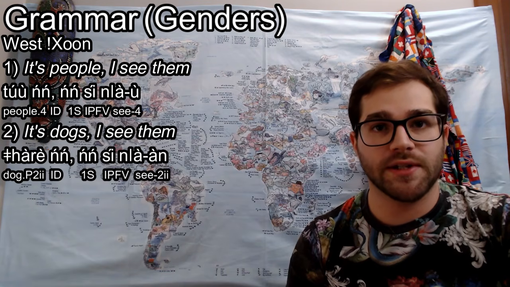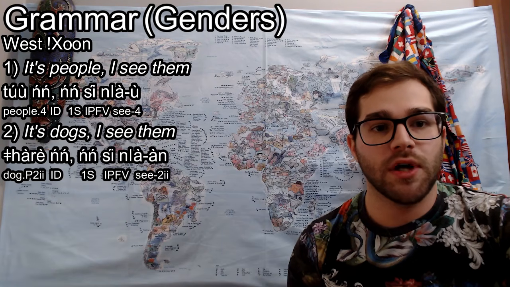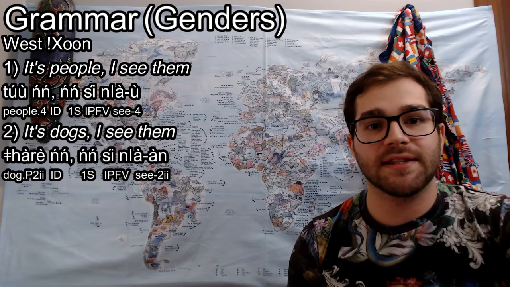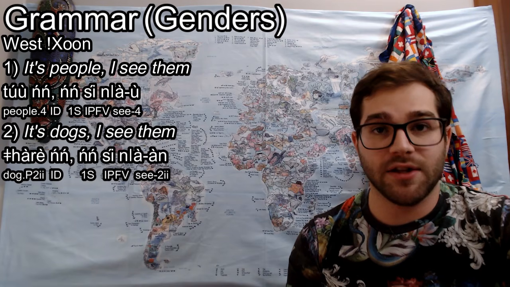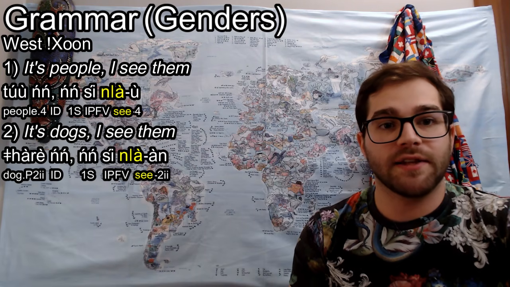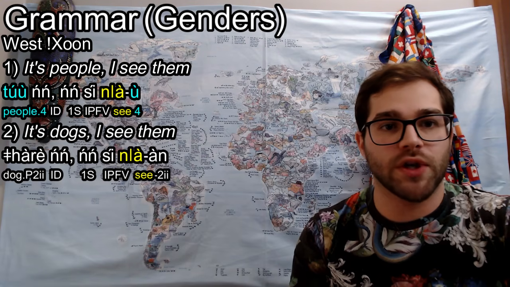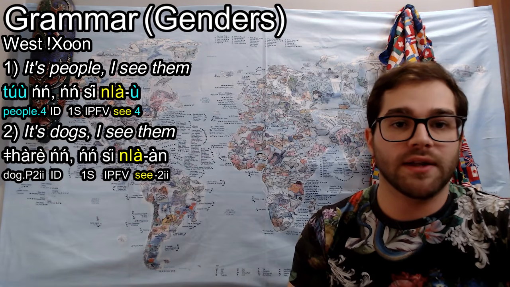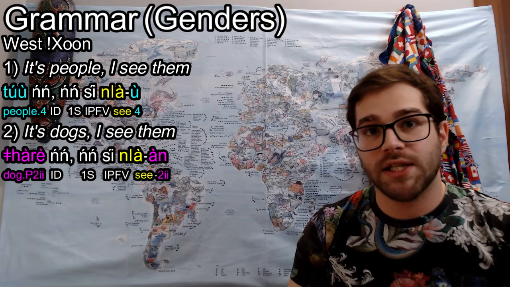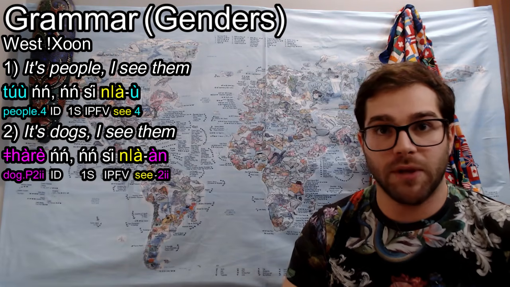Here are 2 sentences from the Western dialect. The first one, tu'u n'si a'u, which means it's people, I see them. And the second phrase, hare n'si a'an, which means it's dogs, I see them. So again, the verb is to see, and in the first sentence, the ending is u, a'u, which corresponds to the grammatical category that the word for people is in. While in the second phrase, the ending changes to an, because the word for dogs is in a different grammatical category, so it will be different from people.